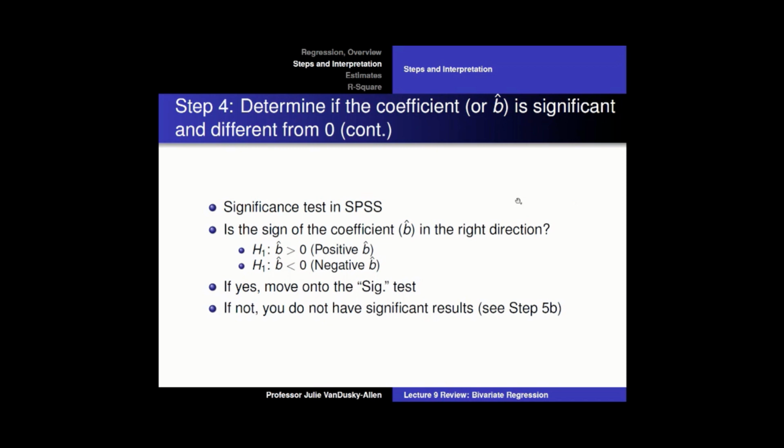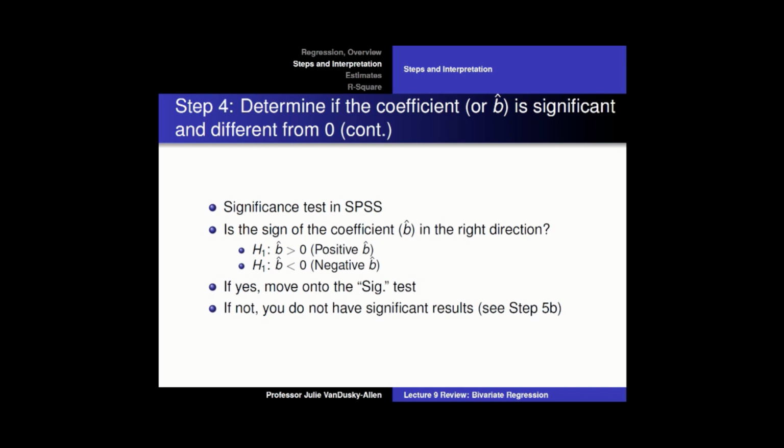So the first thing you need to do to determine if the coefficient is significant is look at the sign of the coefficient. Is it in the right direction? Is it positive and you expect it to be positive, negative and you expected it to be negative, or is it in the opposite direction than you expected? If it is in the correct direction, then you move on to the significance test, and if not, you do not have significant results, and then you should see step 5B later in the lecture.